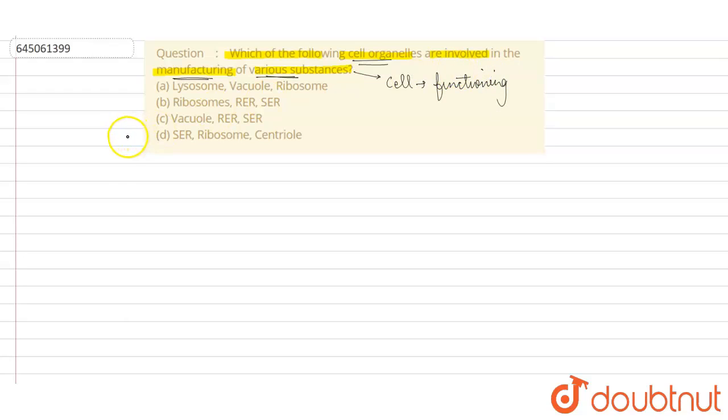Option A, lysosome, vacuole, and ribosome. Option B, ribosomes, RER and SER. Option C, vacuole, RER and SER. And option D, SER, ribosome, and centriole.